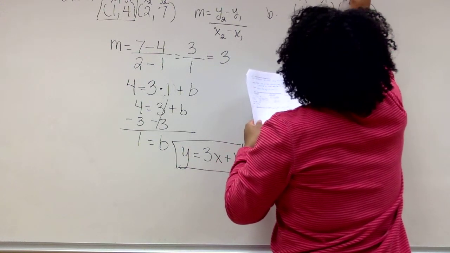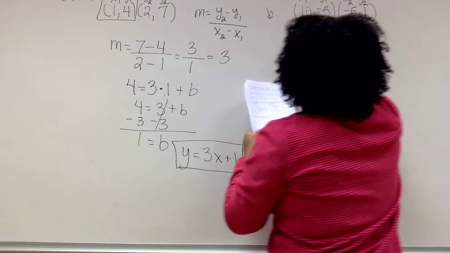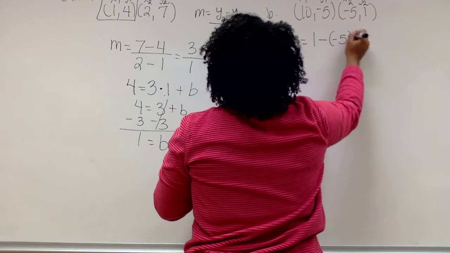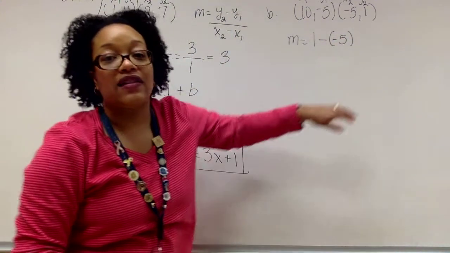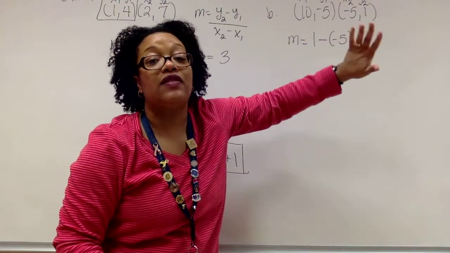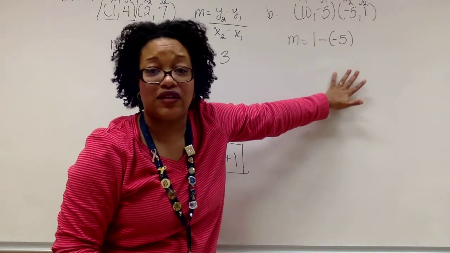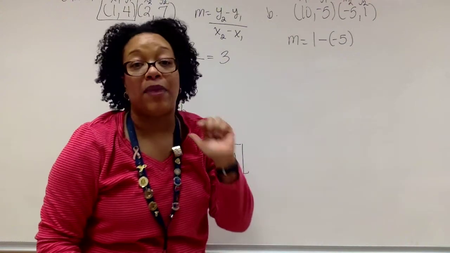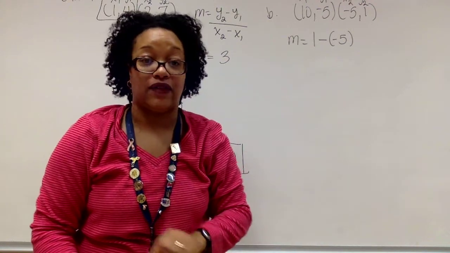Labeling my points. And let's get your slope. 1 minus negative 5. Now let's stop for a minute here. Guys, this is a double negative. You know what a double negative means. You've known what it's meant since you were like in 5th or 6th grade. Do not make a careless mistake. That double negative is a positive, so make it a positive.